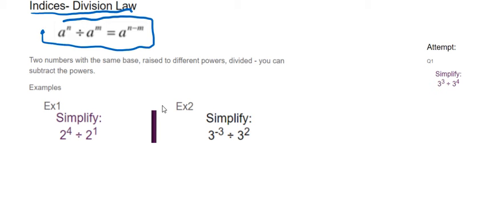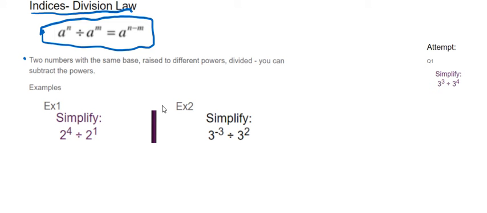a to the power of n divided by a to the power of m equals a to the power of n minus m. So all it means is that when you've got two numbers with the same base raised to different powers, divided, then you can just subtract the two powers.